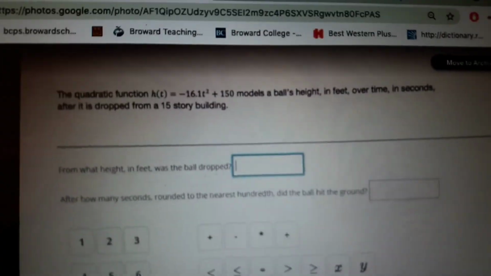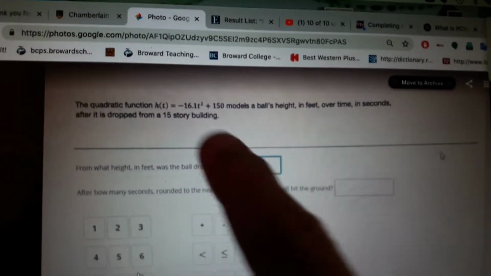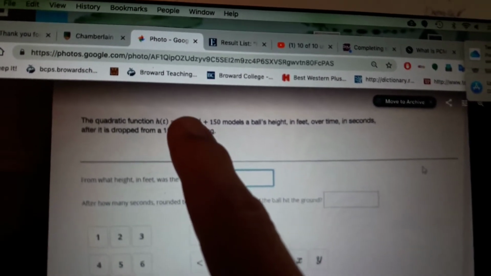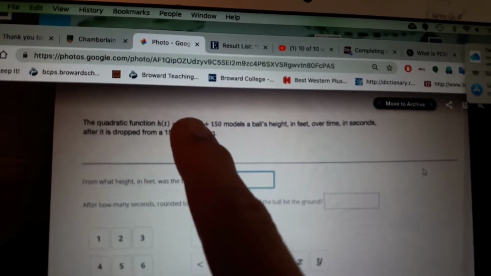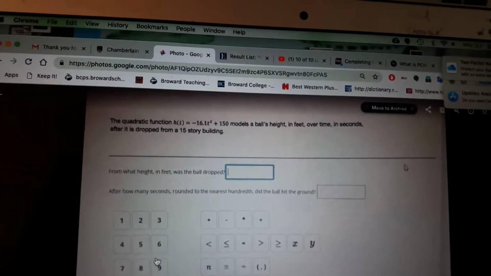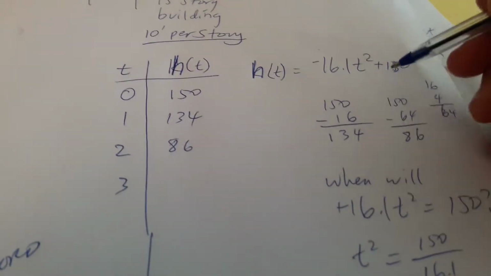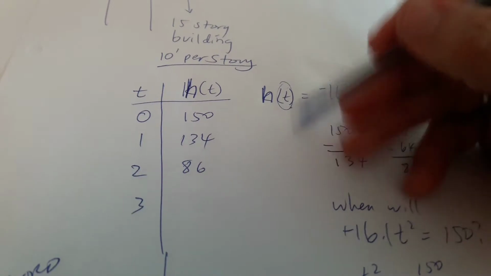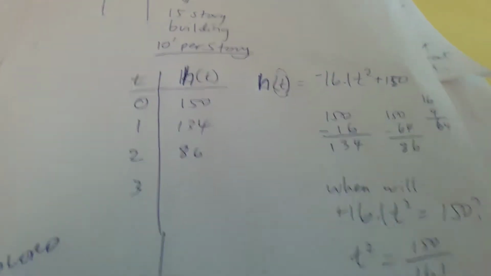So looking at this problem again, let's look. From what height in feet was the ball dropped? We figured out that you make the time 0, and now you know the height. So over here, it's height based on time. As the time changes, you get a different height.